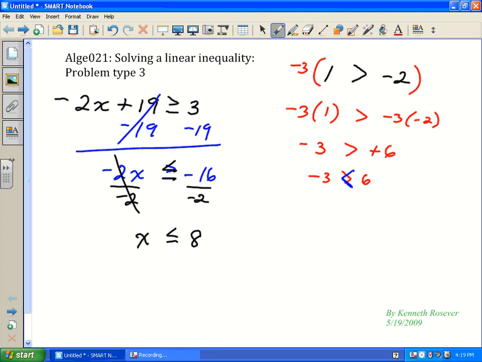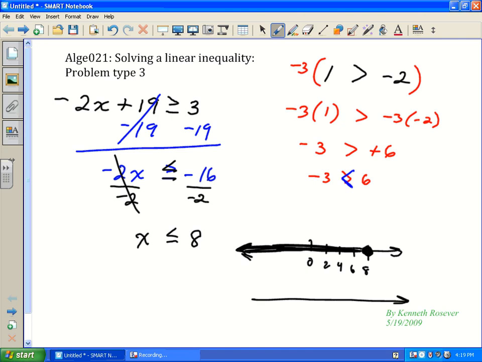And if they want us to represent that on a number line, we can go, here's 0, 2, 4, 6, 8. Here's 8. I'm going to fill in that circle because it includes 8. It says x can be equal to 8 or less than 8. So I can go like this, less than or equal to 8. Another way of representing that is with a bracket. Sometimes they use a bracket and then draw in their arrow pointing to the left for less than or equal to 8.